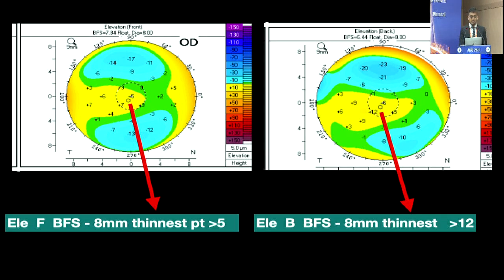Another important parameter which has come up of late is the thinnest point. So what you see is a circle here. The thinnest elevation at that point on the front and the back. If anything is above 5 on the front and above 12 on the back, then this is significant.